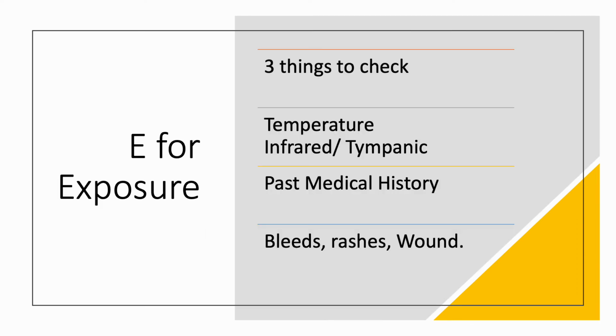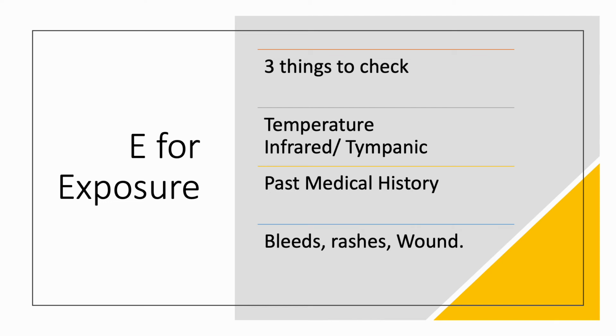And after disability, E for exposure. There are three things to check. First is temperature. Some CTC centers are asking people to use an infrared thermometer. Before COVID, it was tympanic. So we just need to check the temperature of the patient and make a note of it.